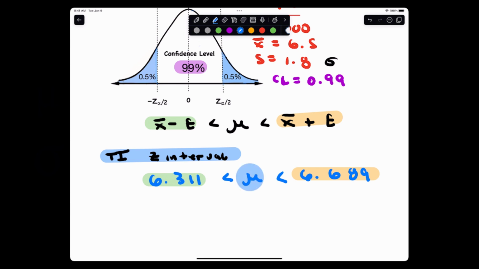So, ladies and gentlemen, this is what they're looking for. What that means is the true mean years it takes college students to get to a 4-year degree is between 6.311 years and 6.689 years. And then we say this with what's known as 99% what? And we'll talk about that detail as soon as we get some of these under our belt.